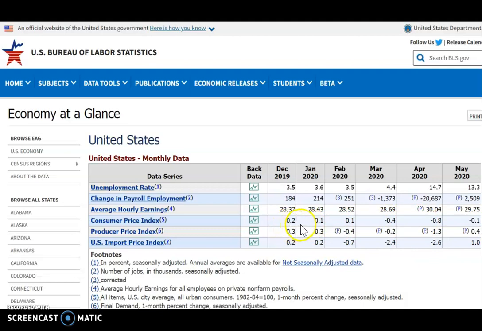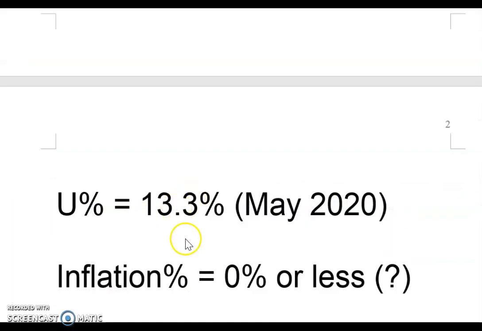But before then, it was like 0.2%, 0.1%. So overall, throughout a year, we don't know what the yearly inflation rate is yet. But when you take a look at this, probably it's zero inflation or a little bit below zero. So we might have a deflation. So the unemployment rate in May 2020 is 13.3%, and the inflation rate, well, for 2020 we don't know yet, but my estimation is around 0% or less. But it really depends on the following 6 months.